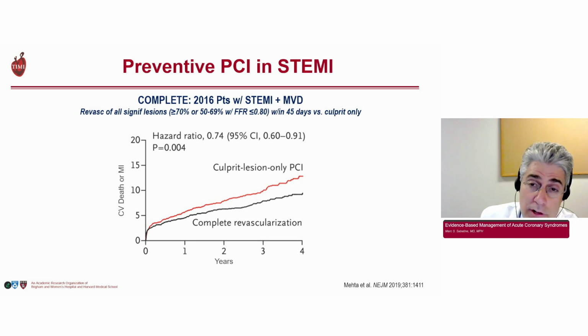They could be fixed within 45 days, so it could be at that setting or later, versus just fix the culprit only. You can see in this curve here that for the risk of death or MI, the complete revasc group did much better, a 26% reduction in the risk.